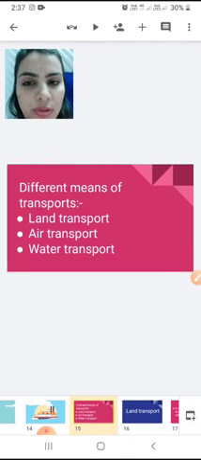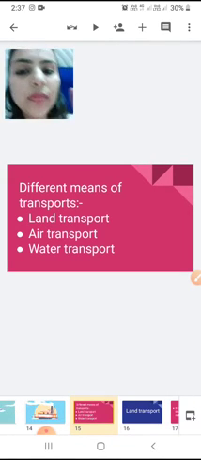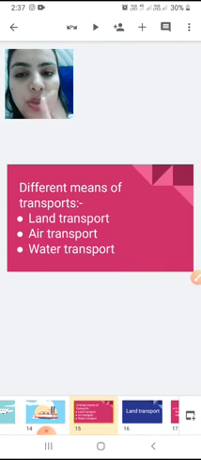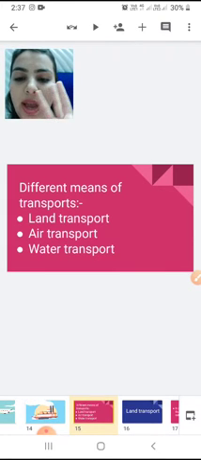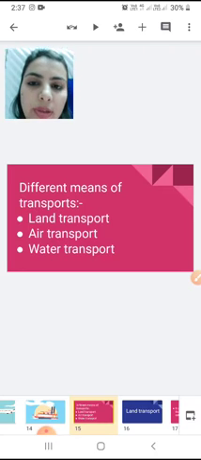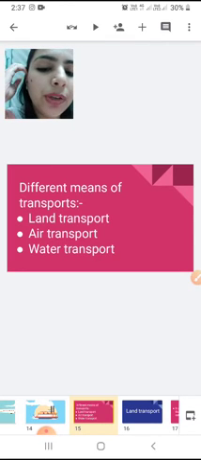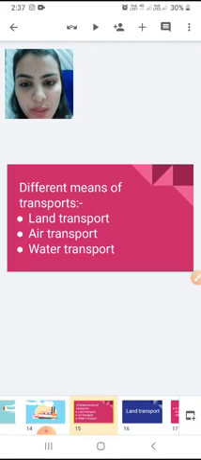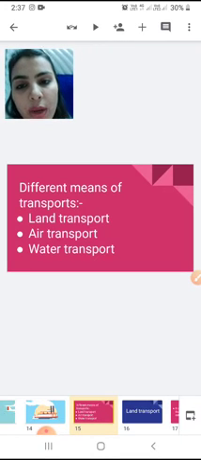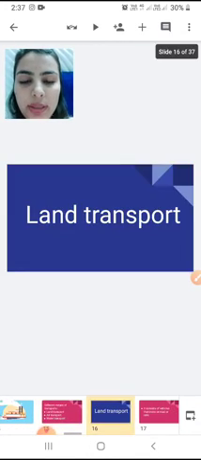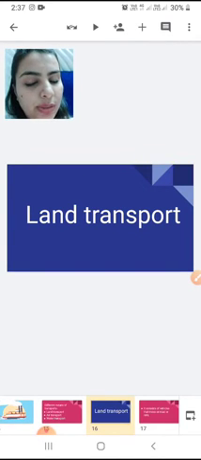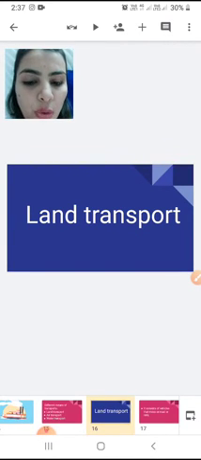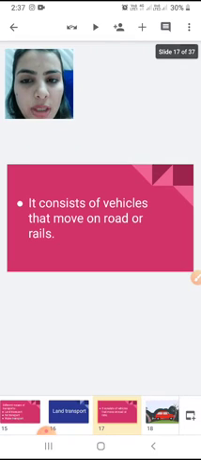Now we are going to study the different means of transport. There are basically three means of transport: land transports, water transports, and air transports. Let us see the land transports first.